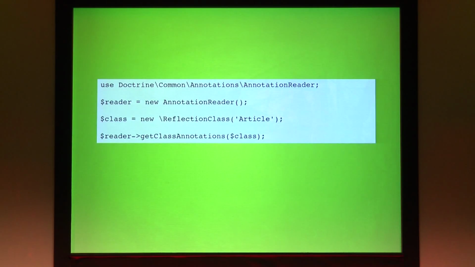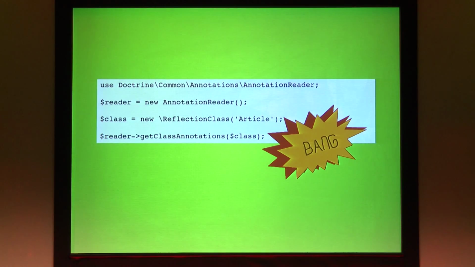And the way annotations are processed in an application is like this. So you have the annotation reader from the Doctrine library. You create a reflection class instance for a class that you want to inspect, like our own article entity class. And then you would call the reader and say, get me the class annotations for this particular class. The reader will now look up all the annotations used in the class. It will try to load the classes that are really the annotations. So for instance, the column annotation that we used is really the column class inside the Doctrine ORM mapping namespace.